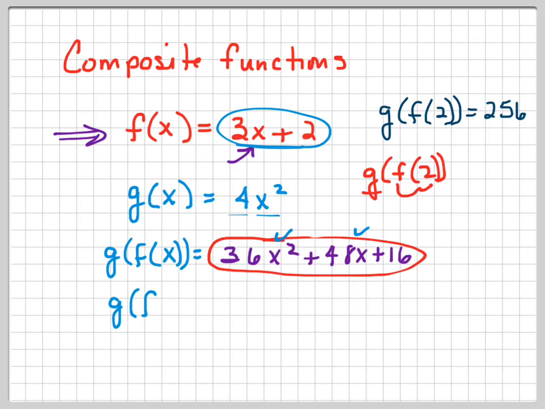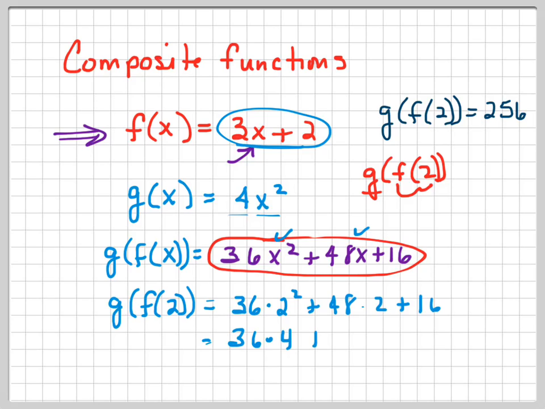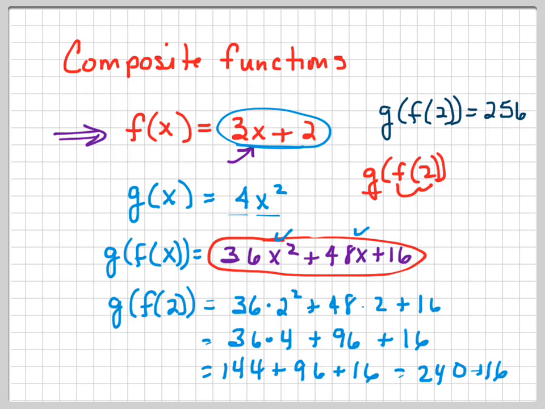Now let's find the g of f of 2. Work would look like this: 36 times 2 squared plus 48 times 2 plus 16. This is 36 times 4 plus 96 plus 16. That is 144 plus 96 plus 16. That equals 240 plus 16, which is 256. Okay, so I get exactly the same answer.